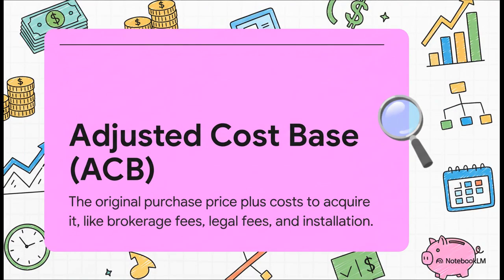And what about your adjusted cost base, the ACB? Well, that's not just the sticker price. It's the grand total of everything it cost you to get that asset ready to go. You start with the purchase price, of course, but then you get to add things like brokerage fees for stocks or legal fees for a house, even installation costs. And this is actually great news for you because the higher your ACB, the lower your capital gain will be.